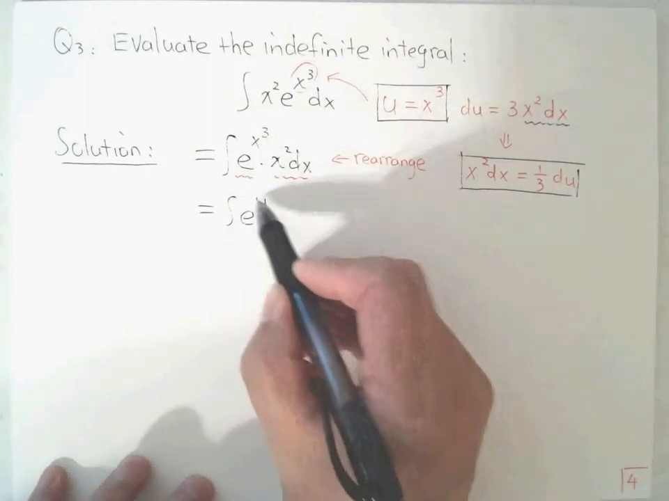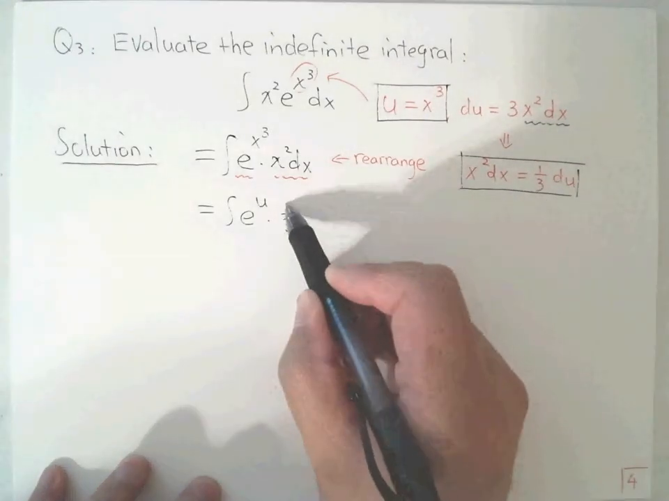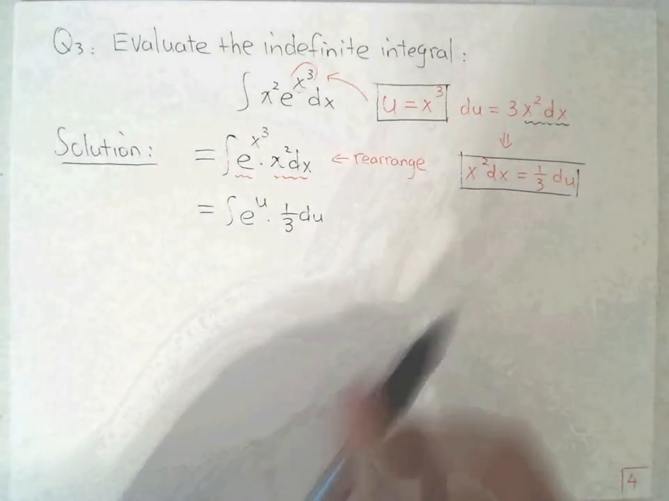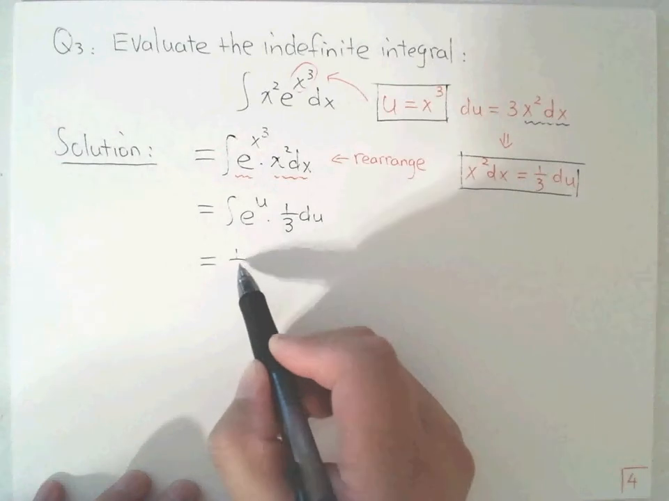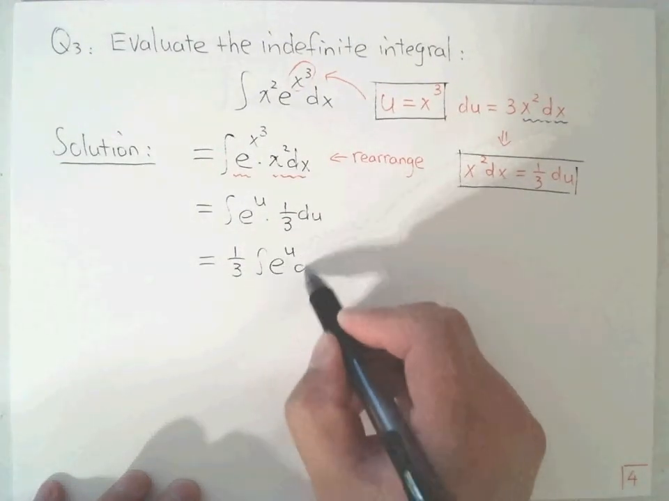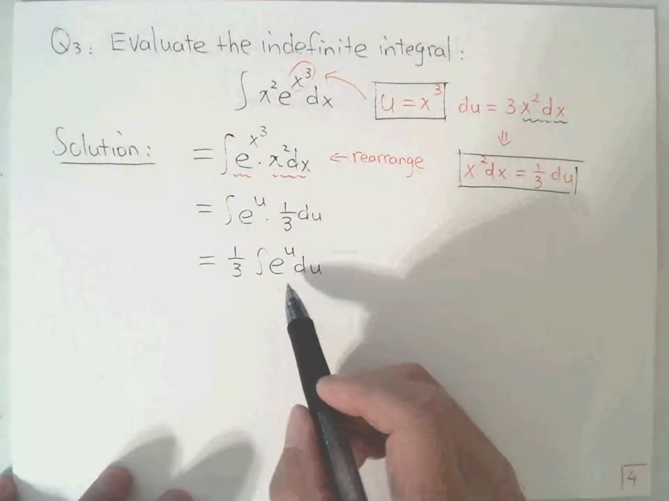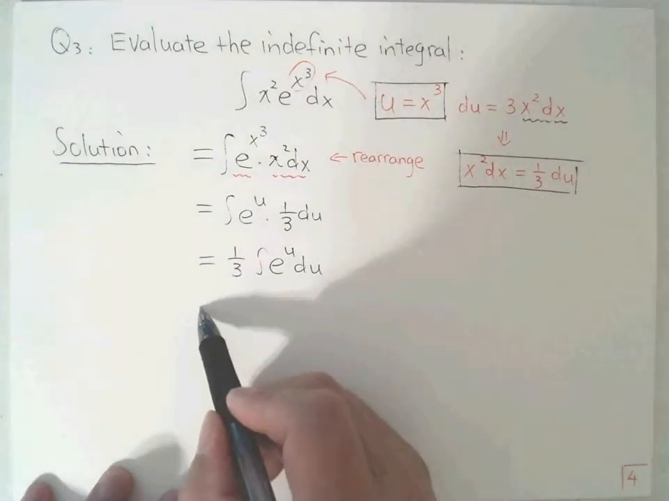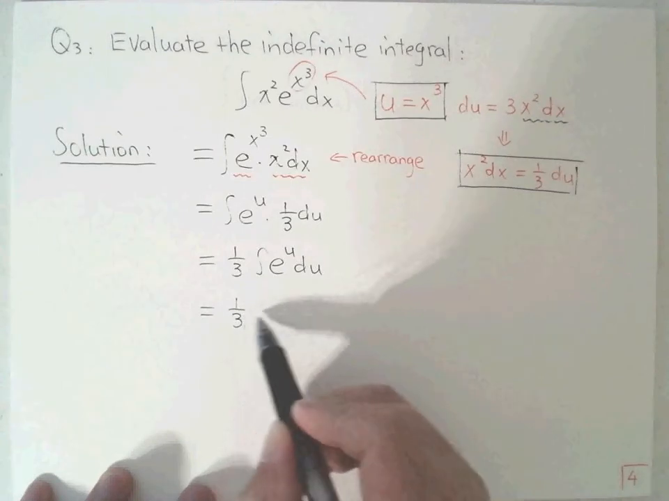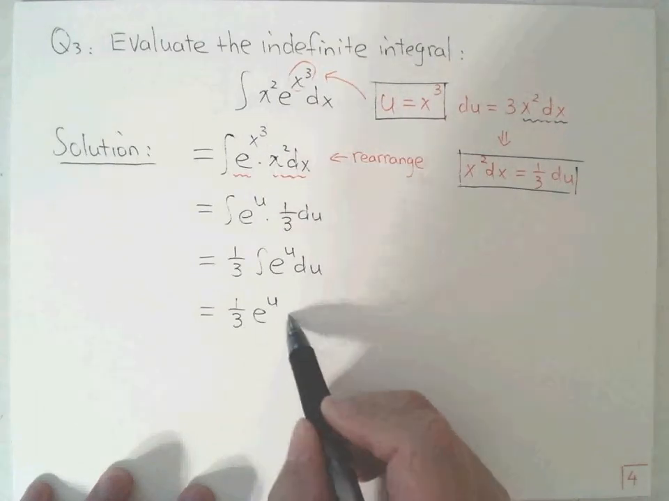Then what do we have? We have e raised to the u power, times 1/3 du. Then we take the 1/3 out, and we integrate e to the u du. I think you know this is a special exponential function, so you can directly use the formula to find the antiderivative. The antiderivative is itself.